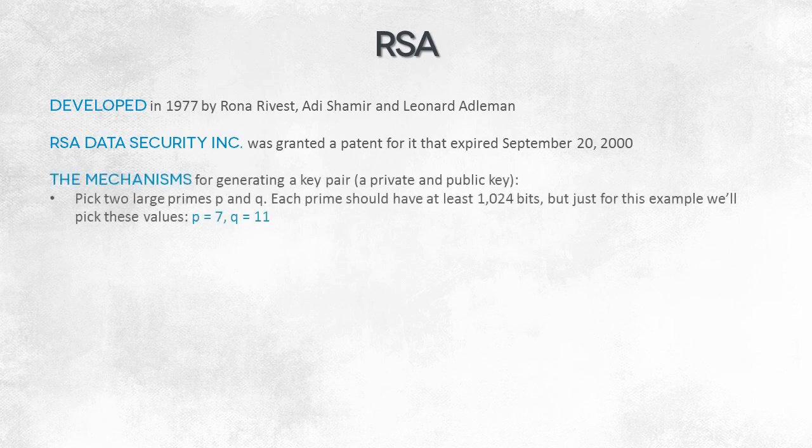Let's consider the key generating mechanism. You have to pick two large primes. The values have to be large enough to be represented using 1024, 2048, or preferably 4096 bits. In this presentation, we'll pick the standard prime numbers 7 and 11. Compute the product. It's 77.